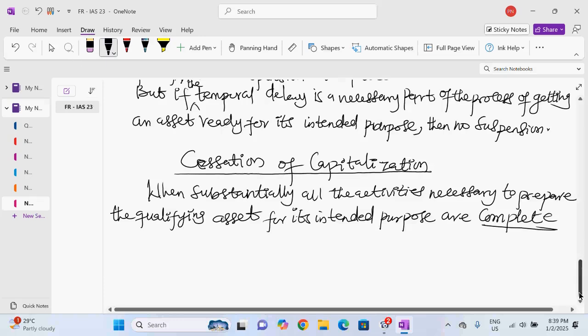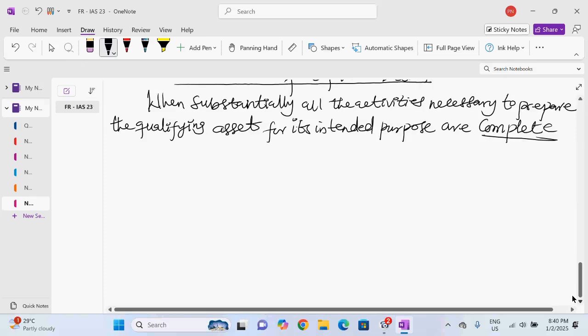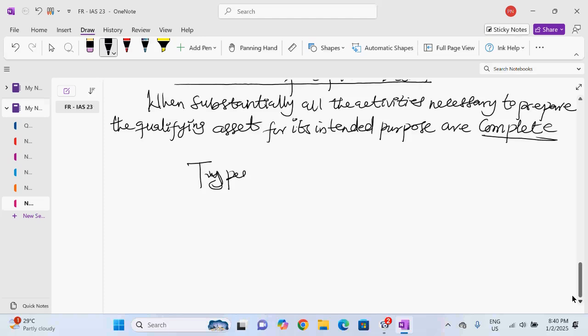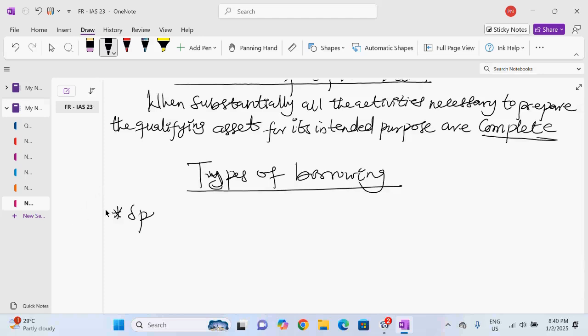All right. So let's look at the types of borrowing. Types of borrowing. So we have specific borrowing and general borrowing.